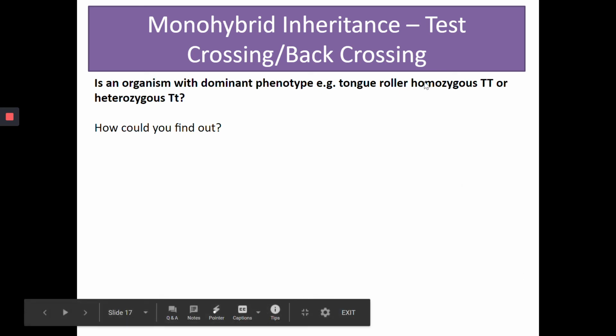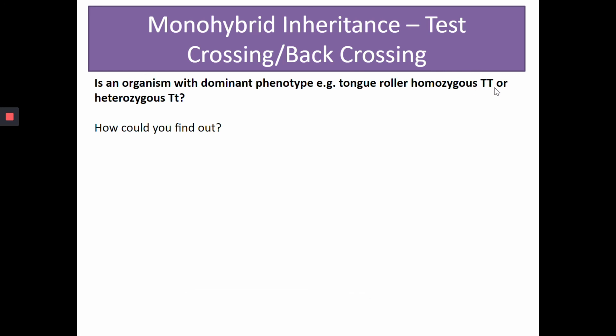A person who can roll their tongue has a dominant characteristic. So a homozygous tongue roller will have this genotype, heterozygote will have this, but both the persons can actually roll their tongue. So how to know whether they are homozygous dominant or heterozygous dominant? How will you know? Like we had discussed, cross this individual's gamete with a recessive, double recessive parent.